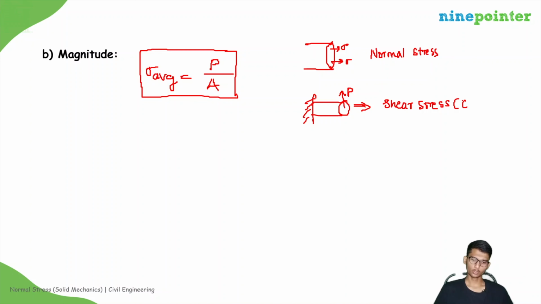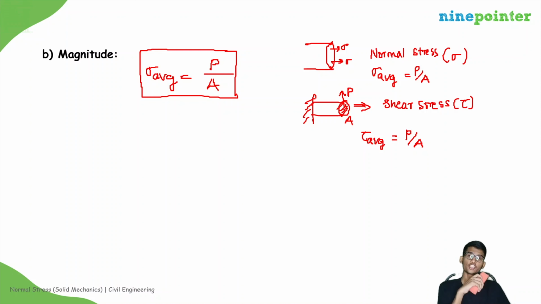It is denoted by tau. It is denoted by sigma, right? So if this is of area A, then tau average, what will it be? It will again be equal to P by A. Then what is sigma average? It is equal to P by A.